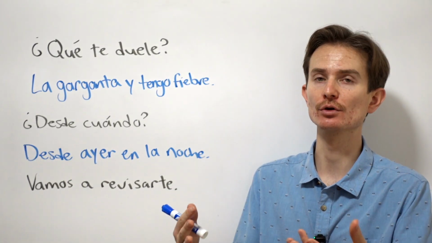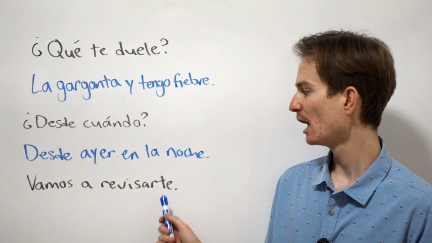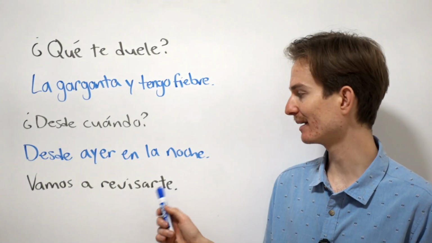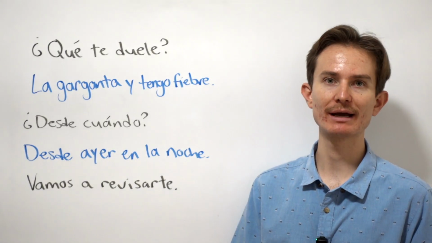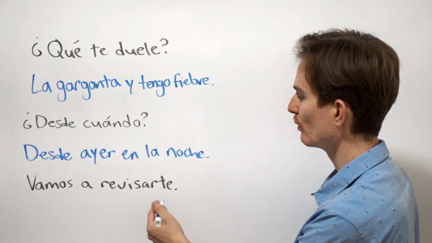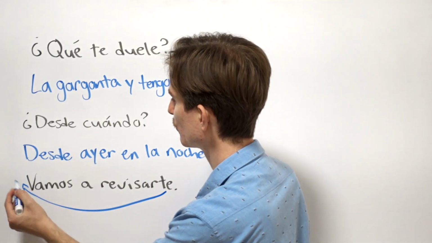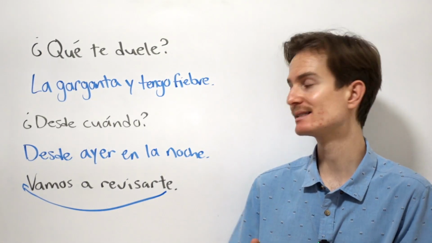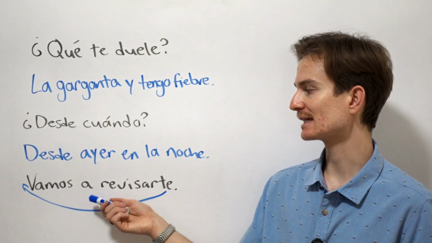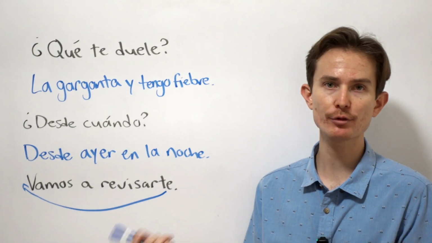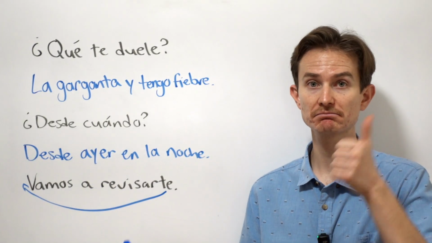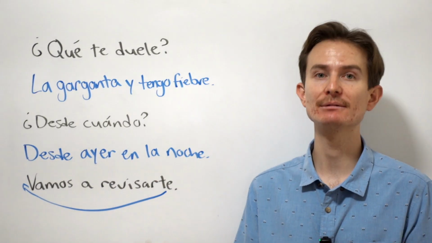Okay? Vamos a revisarte. We're going to review you. We're going to check on you. Okay? Once again, we're seeing that object pronoun being attached to the end. So, like we had learned in the previous conversation, we can just put it before the first conjugated verb. So now we can say, te vamos a revisar. Both work. Vamos a revisarte or te vamos a revisar.